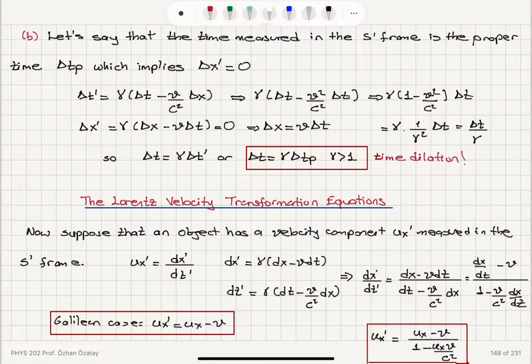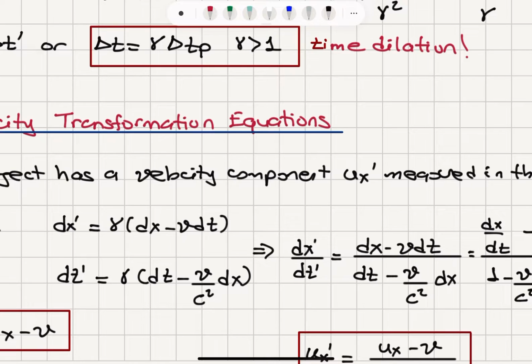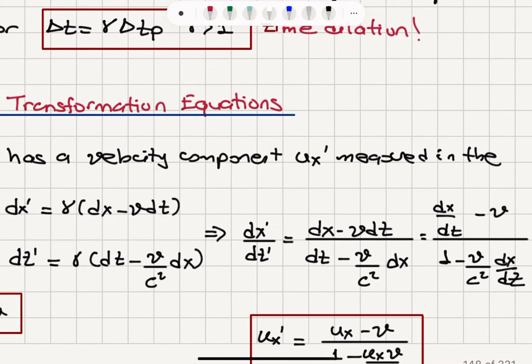Now we have these difference equations. Delta x prime is gamma times delta x minus v delta t. If we write this in differential form, we obtain dx prime is gamma times dx minus v dt. And if we write the time equation in differential form, dt prime is gamma times dt minus v over c squared dx. So if we take this derivative dx prime over dt prime, the gamma factors cancel. So we're dividing these: dx minus v dt divided by dt minus v over c squared dx.